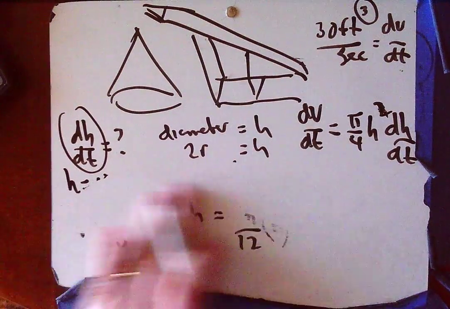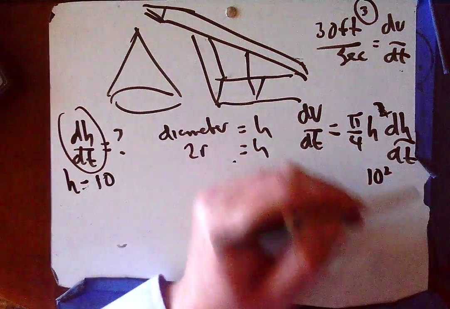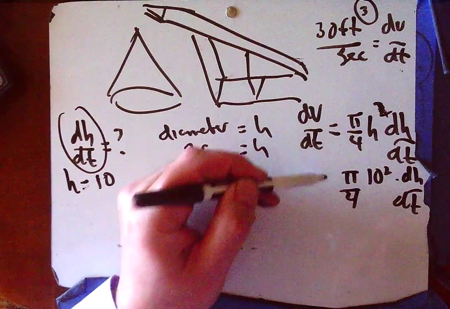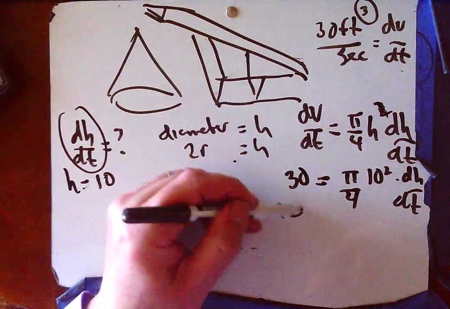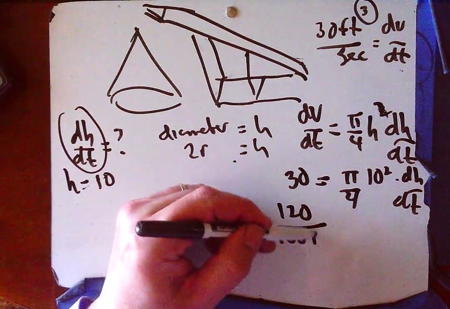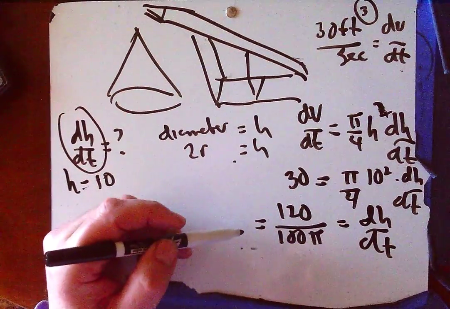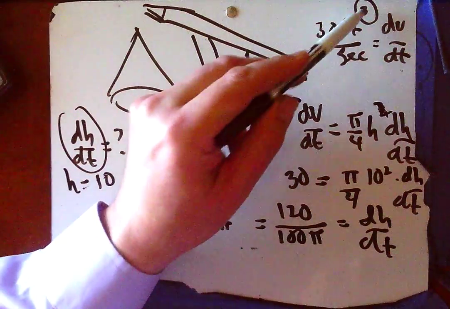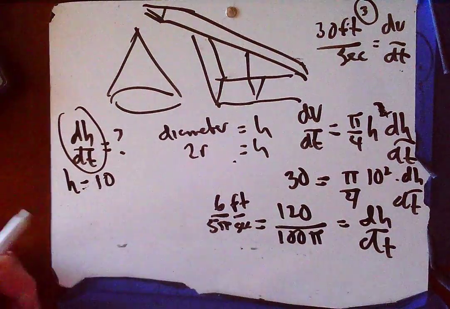Okay, so we know that h is 10 times squared. We're looking for dh/dt, and pi over 4. We were told dV/dt is 30. So that's going to be 120 over 100 pi. And we can simplify that as 6 over 5 pi. Cubic feet per second. Change in height then is feet per second. All right, there's problem 4.